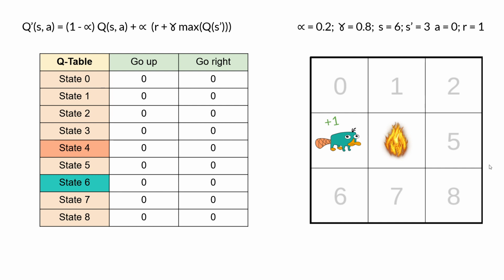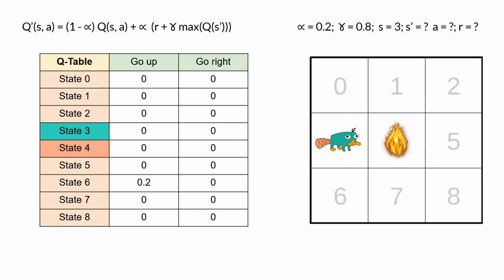When we go there, we update our values. We get a reward of 1 for going there. The action is 0, that's basically the index, and the new state is number 3. Now we need to update the corresponding Q-value, so this one here. We just plug all these things into the formula, and we get 0.2.